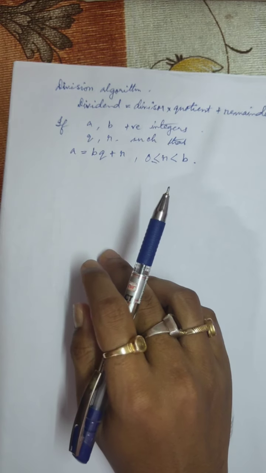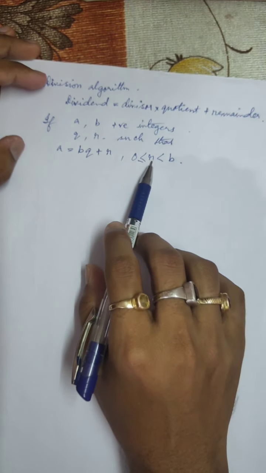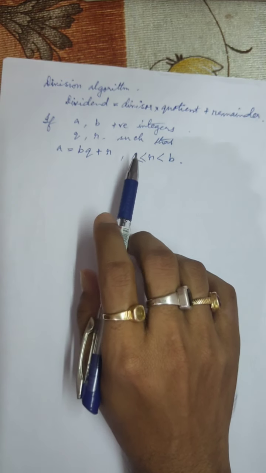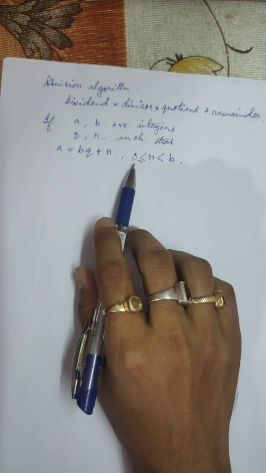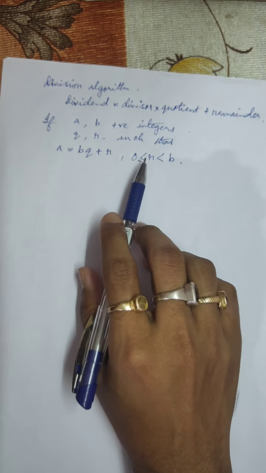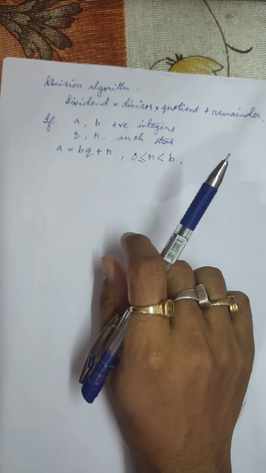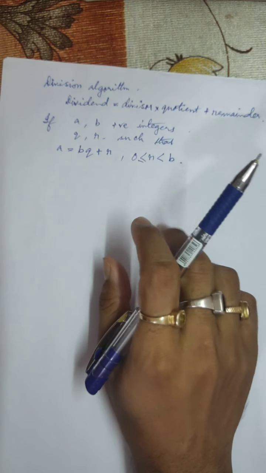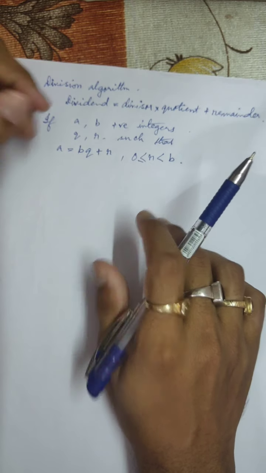And when you carry out a division, the remainder is always greater than or equal to 0. It may be 0. If exactly divisible, then it is 0. Otherwise it will be greater than 0. The remainder can never be less than 0. That means we cannot get any negative number in the remainder.